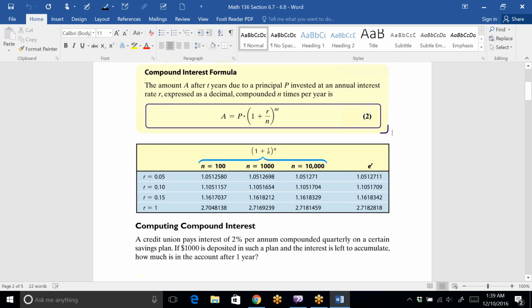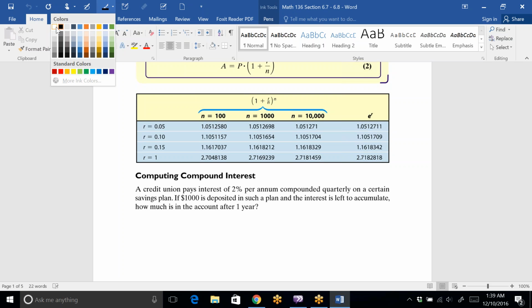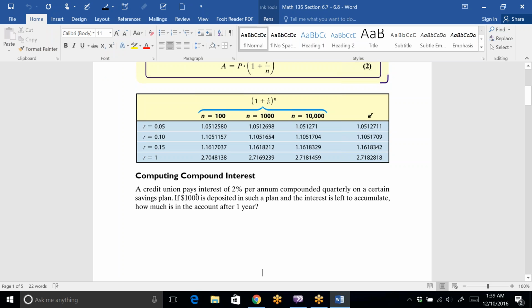So let's do this first example. It says a credit union pays interest of 2% per annum, compounded quarterly on a certain savings plan. If $1,000 is deposited in such a plan and the interest is left to accumulate, how much is in the account after 1 year? So we need to talk about what we know. $1,000 is the amount that was invested, so that's P. The rate needs to be written as a decimal. So remember, you divide this by 100, so that would be 0.02.